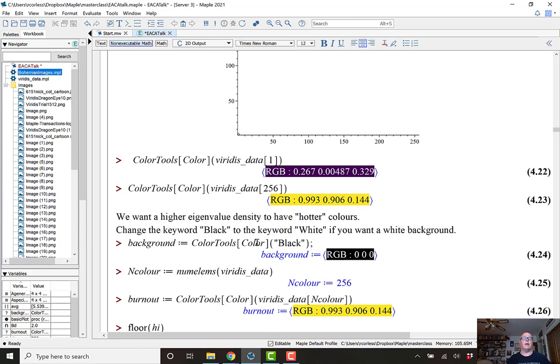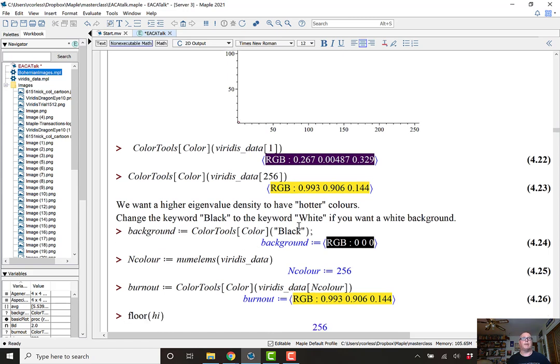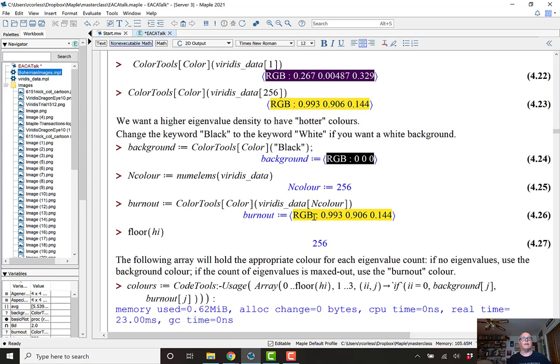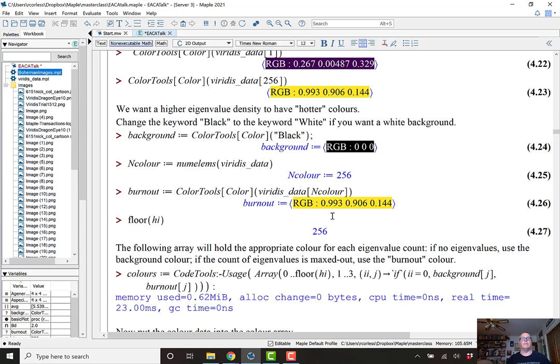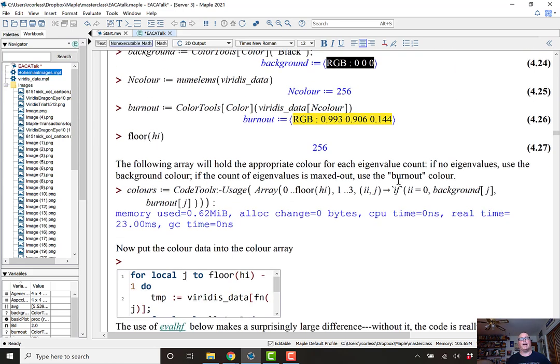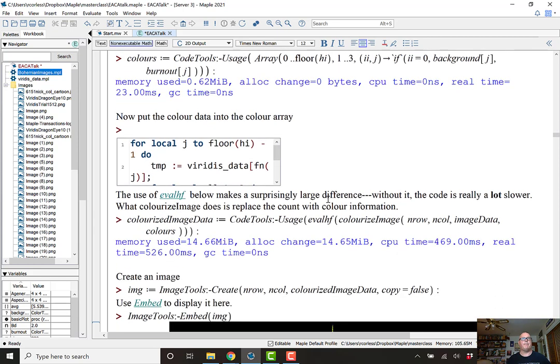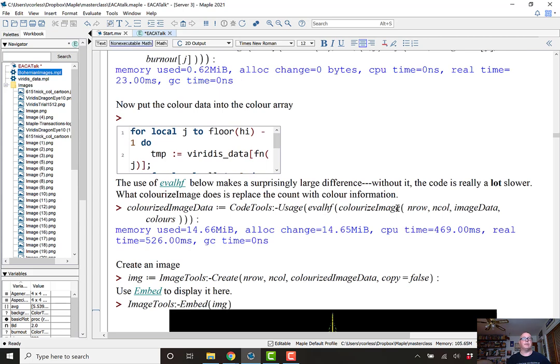So you can have a black background or a white background. We're going to use black at least to start with. And the hottest color is going to be the top color, that yellow, that'll happen when there are so many eigenvalues that we reach 256 in a box. All right, so then we just map all of the colors onto the counts so that if you have a high count, then you get a hot color. And we put the color data into the color array. And now we colorize the image.